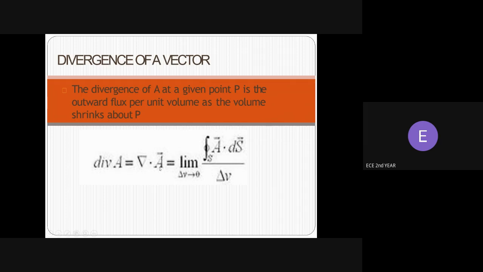So if you take del dot A, the formula is the limit as delta V tends to zero of the surface integral of A vector dot dS vector divided by delta V. Here, delta V is the volume in which we are going to calculate the divergence. A is the vector for which we are going to calculate the divergence. And this is the surface integral. For the surface integral, you have to know the formula for the differential area in different axes, so you have to use that particularly.